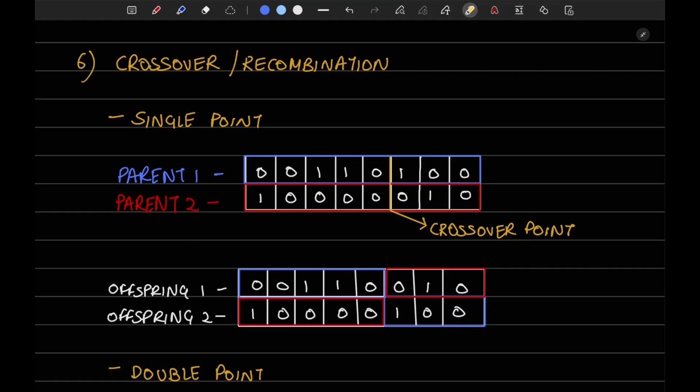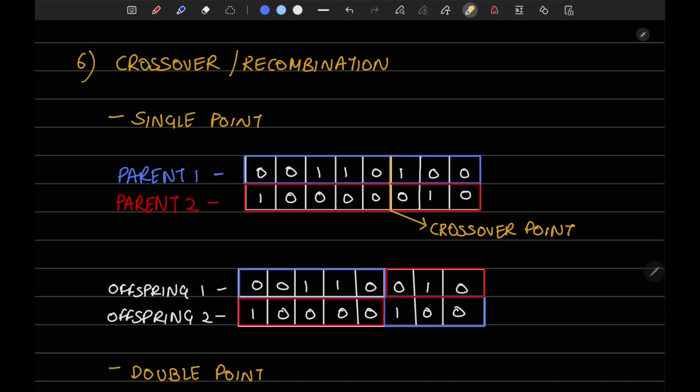These offsprings will inherit traits from both the parents, and hopefully combining their strengths will result in better solutions. Starting with the single point crossover, here we randomly choose one point along the chromosome and then swap everything after that point between the two parents. So this will give us two offspring solutions. Let's look at this example. We have parent 1 in blue, parent 2 in red. Let's choose this particular point as the crossover point.